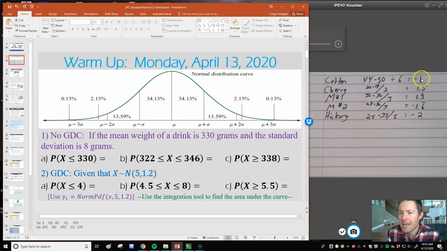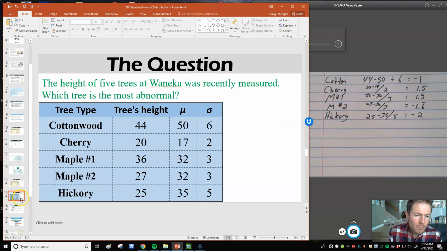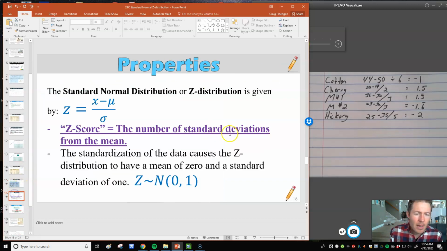Looking at this score, negative 1 right here, that means it's falling right here on this curve. Or similarly, 1.5 standard deviations above, that means 1 standard deviation here, so that's somewhere in this. That's the context of what that means. Okay, so that's this example.